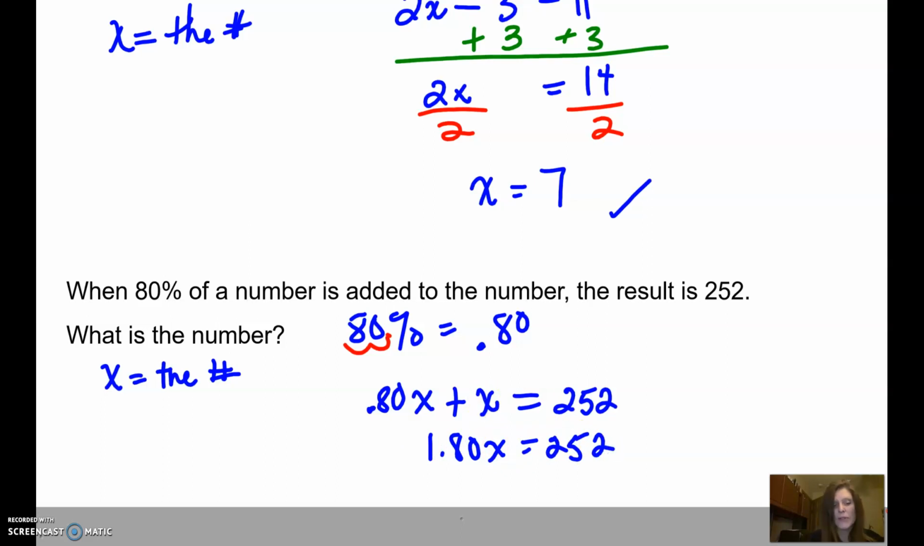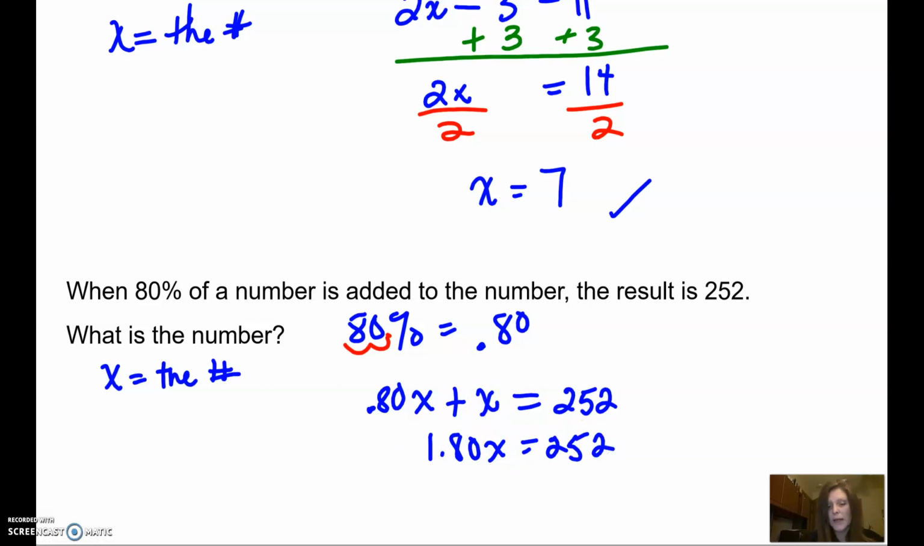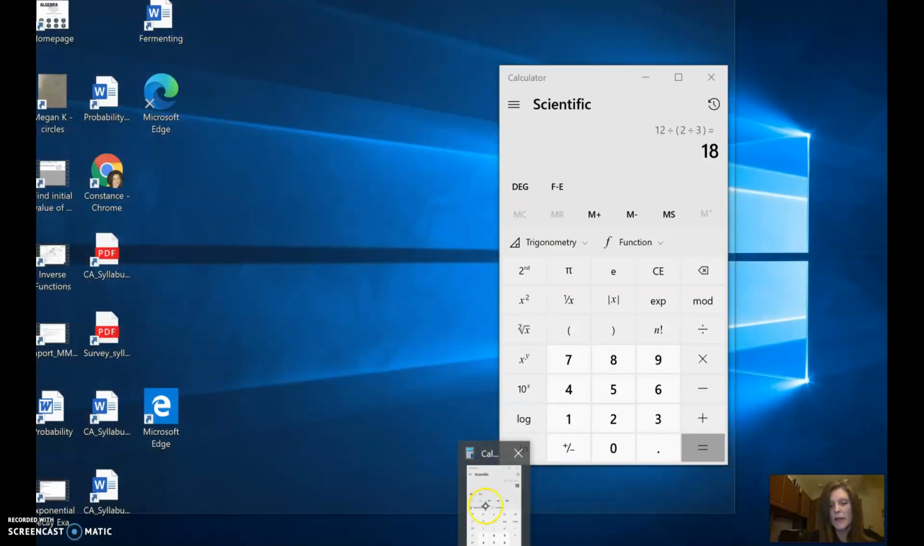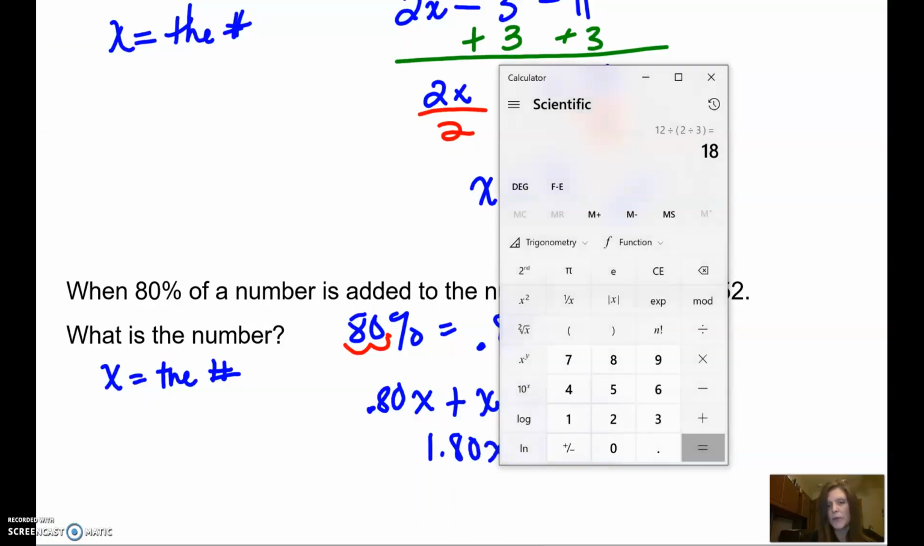And then I would get my trusted calculator here and say, okay, if I'm going to divide, well, pull it up, there we go.